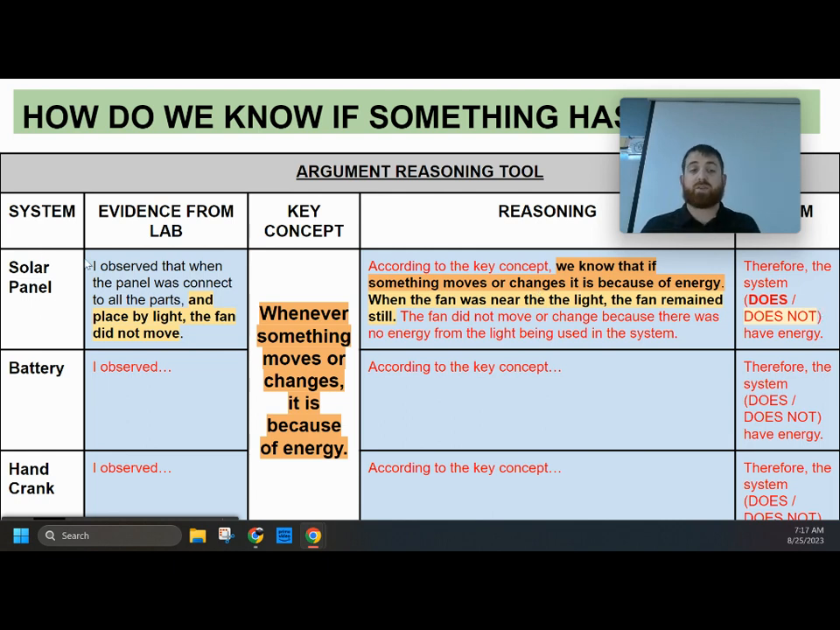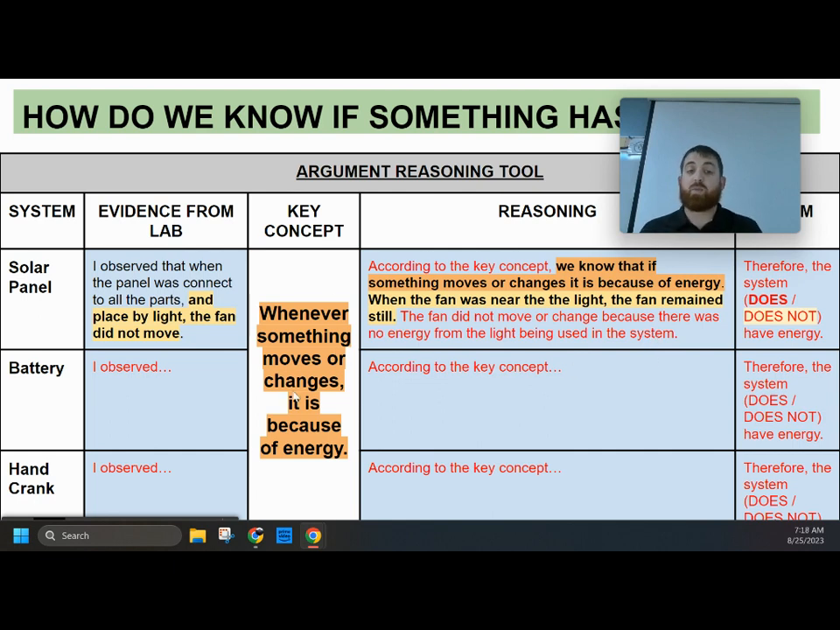For example, we did the solar panel in class. I observed that when the panel was connected with all the parts and placed by the light, the fan did not move. We know that when something moves or changes, it's because of energy. So here's the reasoning: I'm going to pull in the evidence and the key concept to connect it to my claim. According to the key concept, if something moves or changes, it's because of energy. When the fan was near the light, the fan remained still. The fan did not move or change because there was no energy from the light being used in the system.